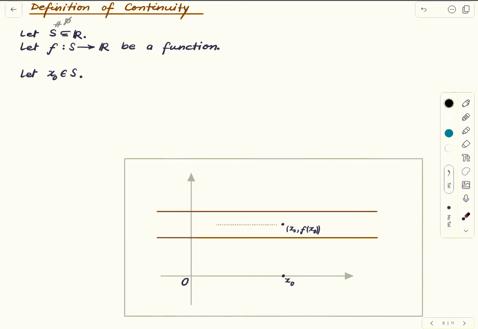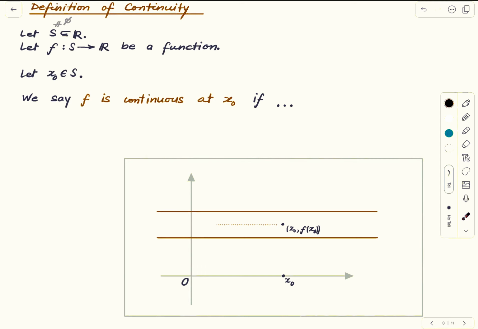We want to define the notion of continuity of the function f at the point x0. Okay? So we say that f is continuous at x0 if, well, recall the motivational slide where we said points sufficiently nearby to x0 should map to points nearby f(x0).